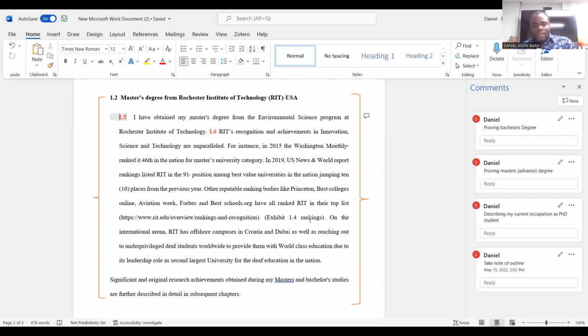So that is it. On the international arena, RIT has offshore campuses in Croatia and Dubai, as well as reaching out to underprivileged deaf students worldwide to provide them with world-class education due to its leadership role as second largest university for deaf education in the nation. So this university is the second largest university for deaf people and people who are hard of hearing in the United States. And so when you come to RIT's campus, you see a lot of deaf students and hard of hearing students there, which makes the cultural diversity of the university very rich.